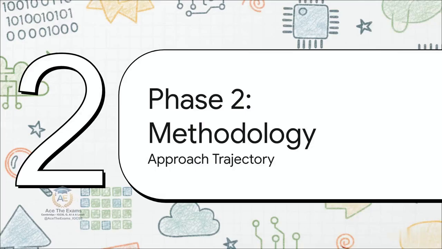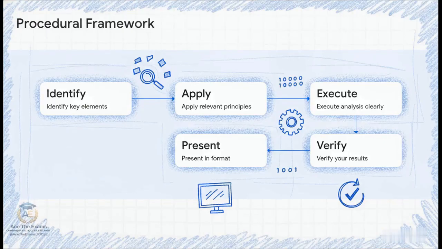All right, transitioning right into Phase 2, monitoring the approach trajectory. We've got our theoretical foundation built. Now we desperately need some tactical methodology. Okay, we are observing your trajectory right now, Pilot Alex, and we need you to stop burning fuel on overcomplicated, messy calculations. What you need to do is adopt this precise 5-step procedural framework.